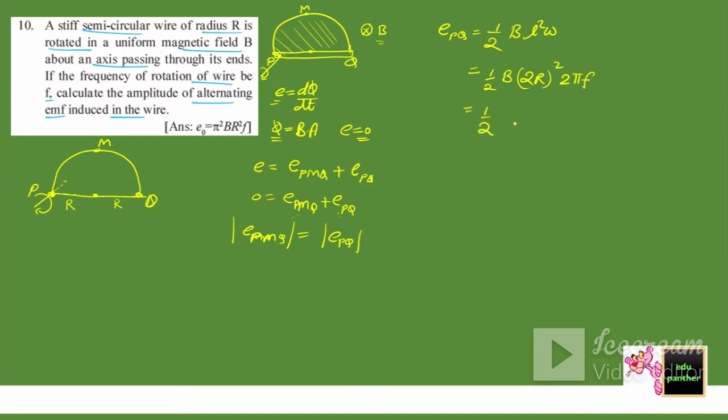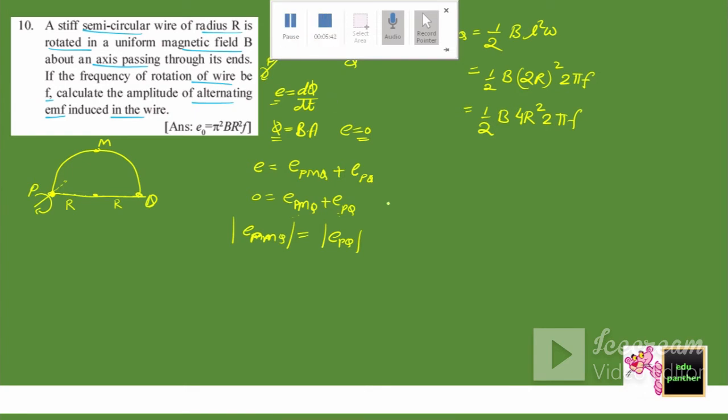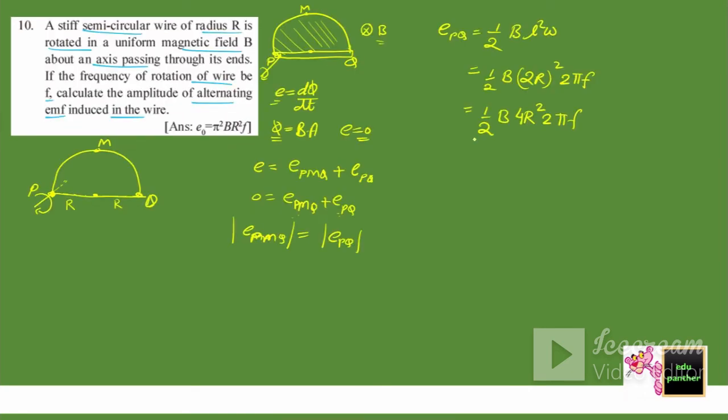So half B into 4 R square into 2 pi F. The 2 get cancelled. What will be the answer? 4 R square B pi F. So this will be the answer. This is what the answer should be. So this will be the answer: 4 R square B pi F. Now move to the next question, number 11.